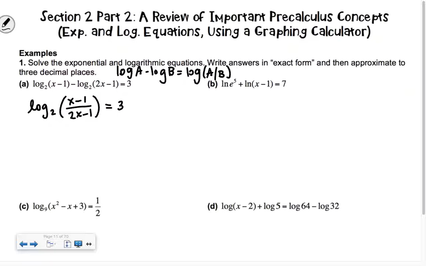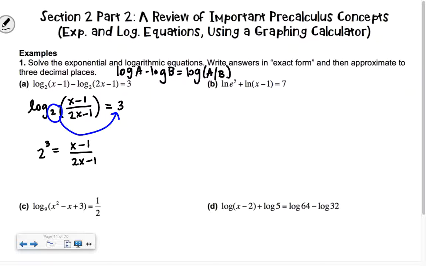Now I'm going to switch it from logarithmic form to exponential form. Do you guys remember how to do that? 2 raised to the 3 is equal to x minus 1 over 2x minus 1. Okay, it's like a little do. Use your hand, back and forth.